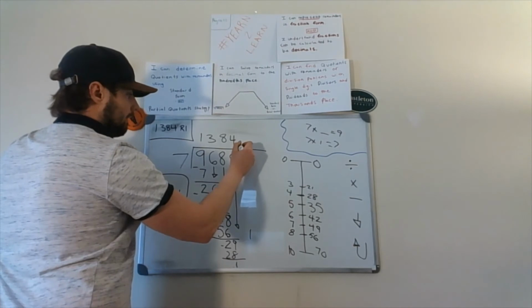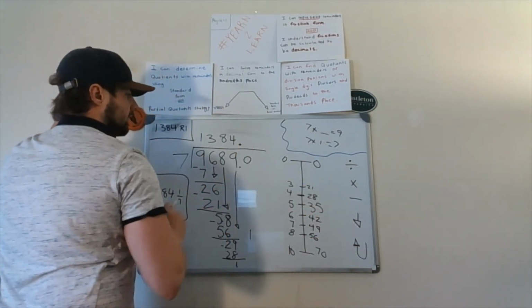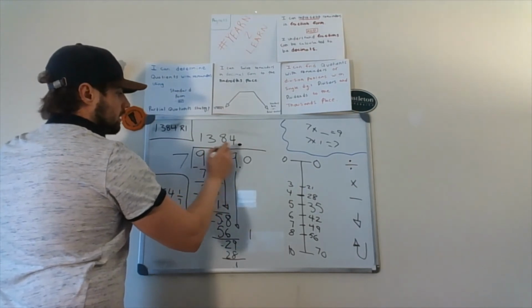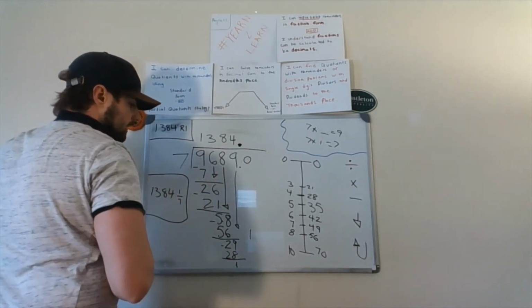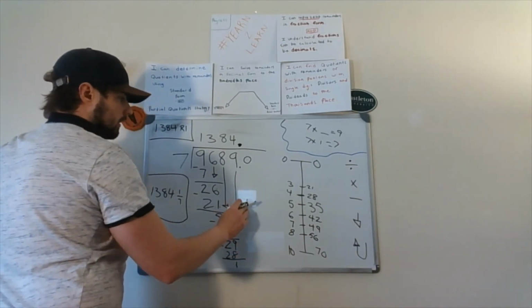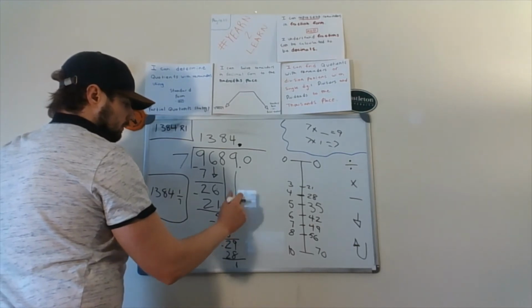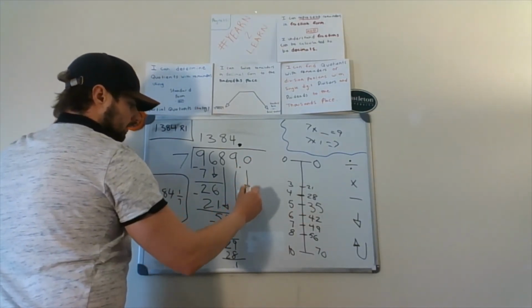So I have nothing to bring down. So I know there's a 0 there. I'm working smaller than wholes. I'm working into decimals. Got to put that decimal down for those quotients. I'm going to put my 1 a little bit higher. Okay. Now I need to bring down that 0.